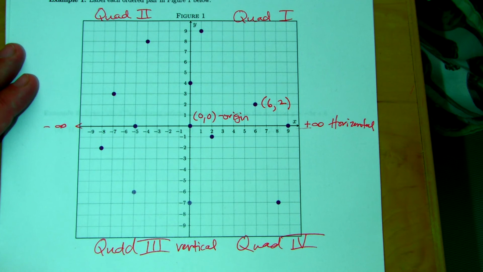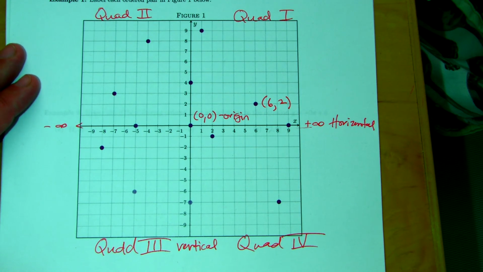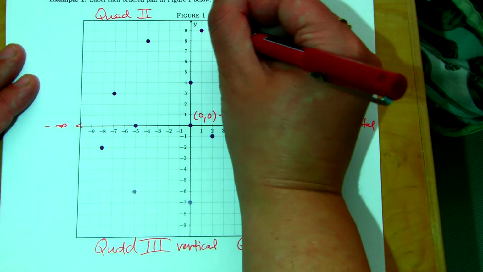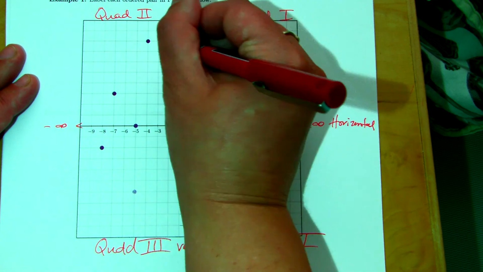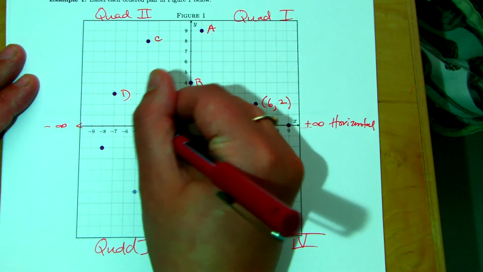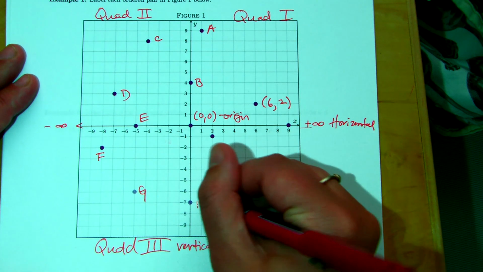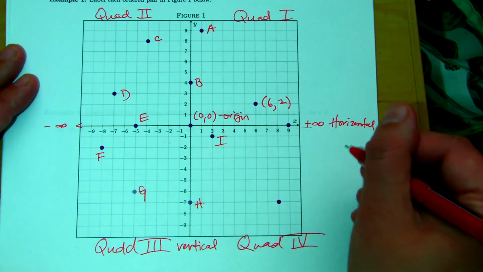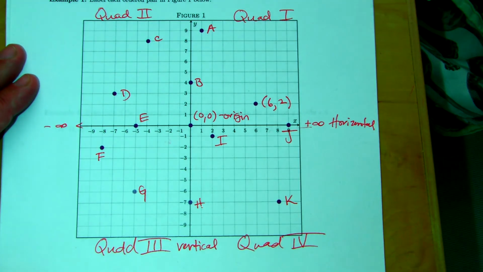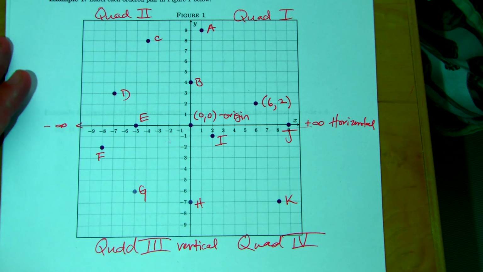Okay? Does anybody want me to show one more before you go ahead and try and find the coordinates of all those points, and then we'll share out? So I'm going to just list them A, B, C, D, E, F, G, H, I, J, K, and go ahead and find the coordinates of each one of those points, and then we'll go ahead and share out on those in just a moment.